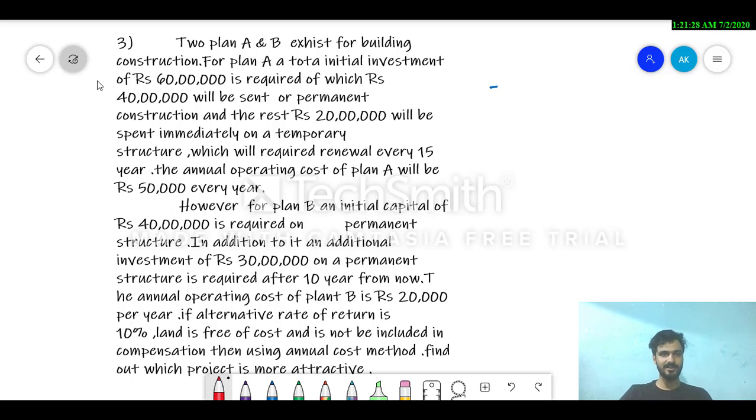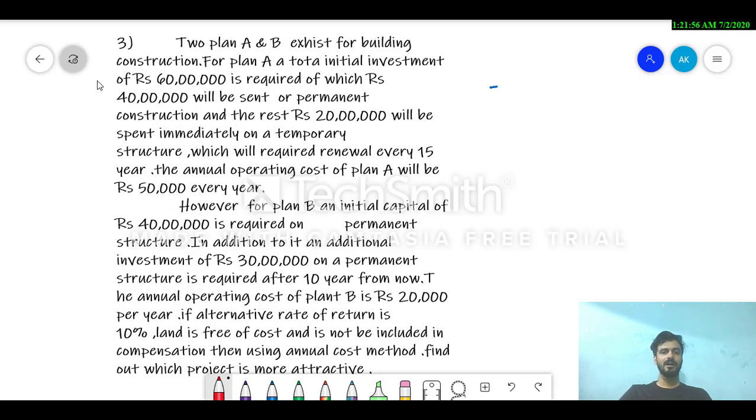If you study the question on the screen, there are two plans, A and B, for building construction. For plan A, a total investment of 60 lakhs is required, of which 40 lakhs will be spent on the permanent structure and the rest 20 lakhs will be spent immediately on the temporary structure, which will require renewal every 15 years. The annual operating cost of plan A will be 50,000 rupees per year.